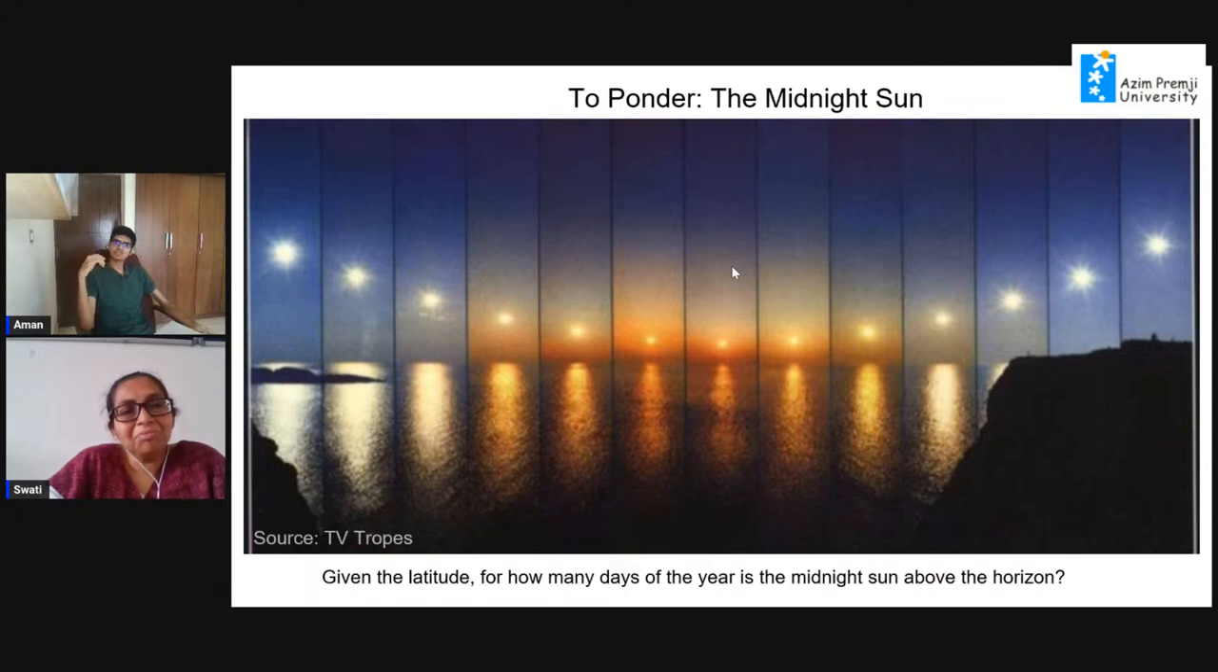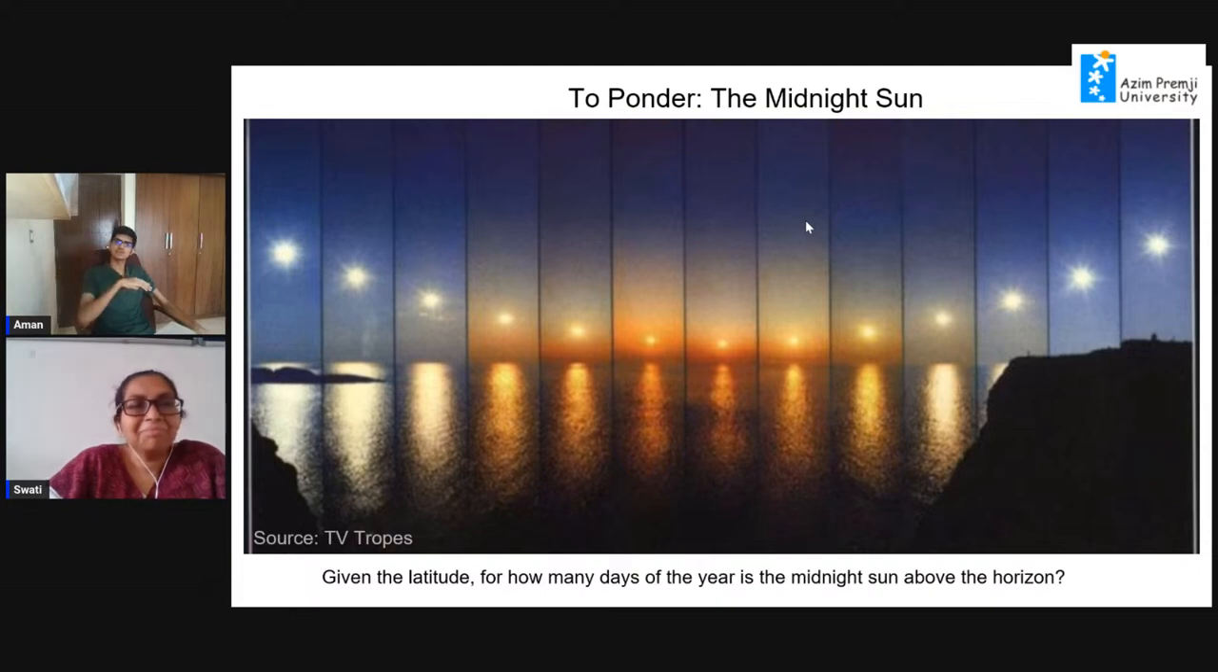So the question is, if I give you a latitude, let's say 75 degrees, how many days of the year will the sun be above the horizon? That's the question. Or what fraction of the year has complete daylight? Then there'll be some fraction of the year which has both some amount of night and day.